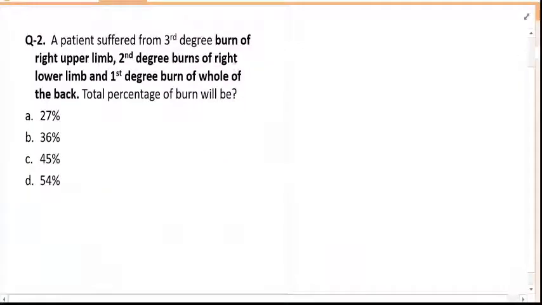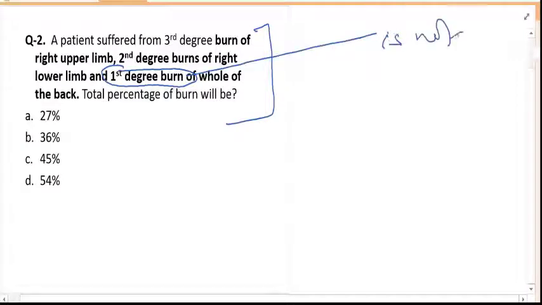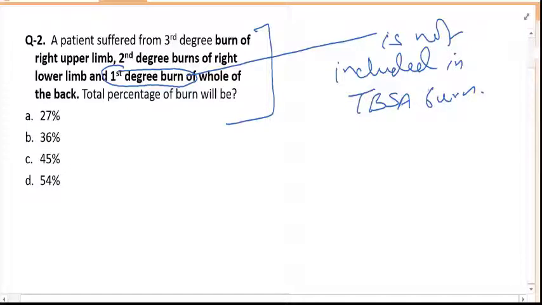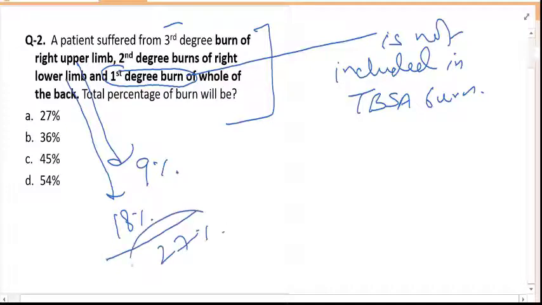Coming to the next question, a patient suffered from 3rd degree burn of right upper limb. See, in this question, the most important thing is 1st degree burn is not included when you calculate the total body surface area burn. So 1st degree burn you will not include. So 3rd degree burn of right upper limb means 9%. 2nd degree burn of right lower limb 18%. So it comes out to be 27%. So answer here is 27%.